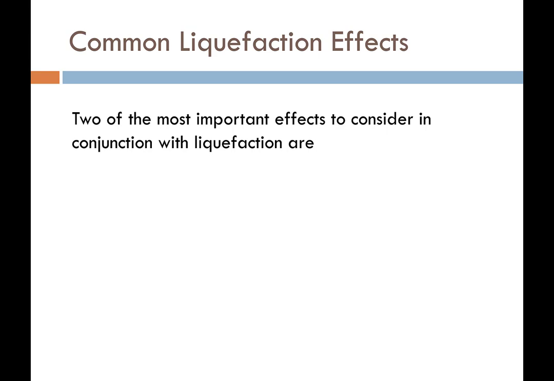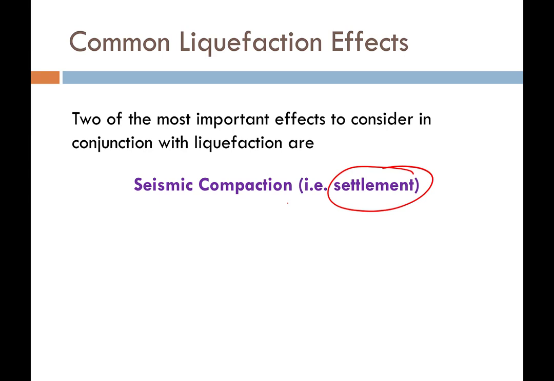But two of the more common effects that we see associated with liquefaction are seismic compaction. Another more common term for this that we use today is just settlement, liquefaction-induced settlement. But as we'll see, there are numerous components to this settlement that we have to consider, and I'll get into that in a little bit. And then lateral spread. Lateral spread is the horizontal deformation of the soil. So think of it this way: seismic compaction or settlement is the vertical deformation of the soil due to liquefaction, and lateral spread is the horizontal deformation of the soil.